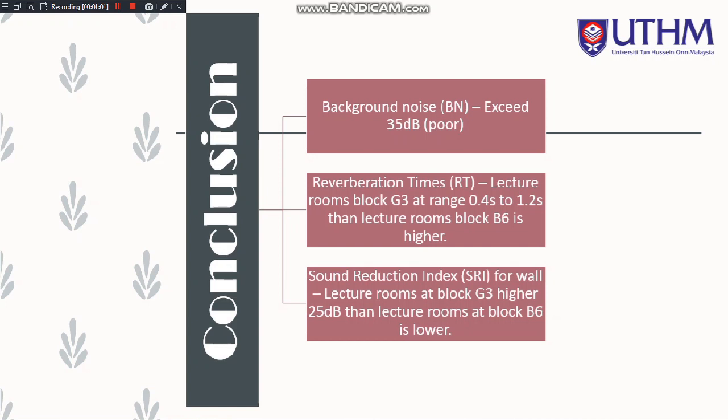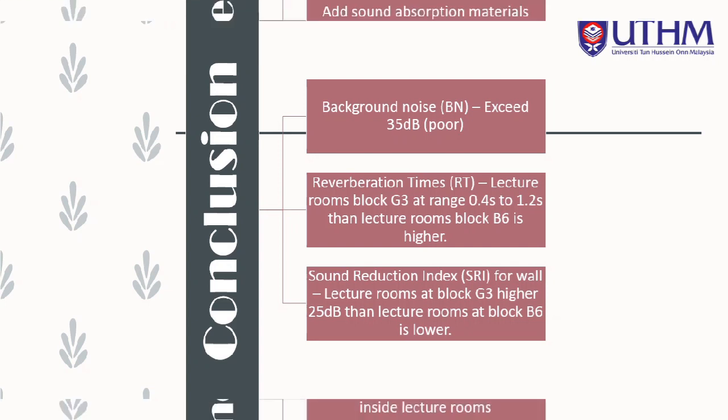Lastly is sound reduction index of wall partition. Lecture room at block G3 were higher than 25 dB and it considered as good sound insulation, while lecture room at block B6 considered as bad sound insulation material which represented normal speech from next lecture room, could be heard easily.